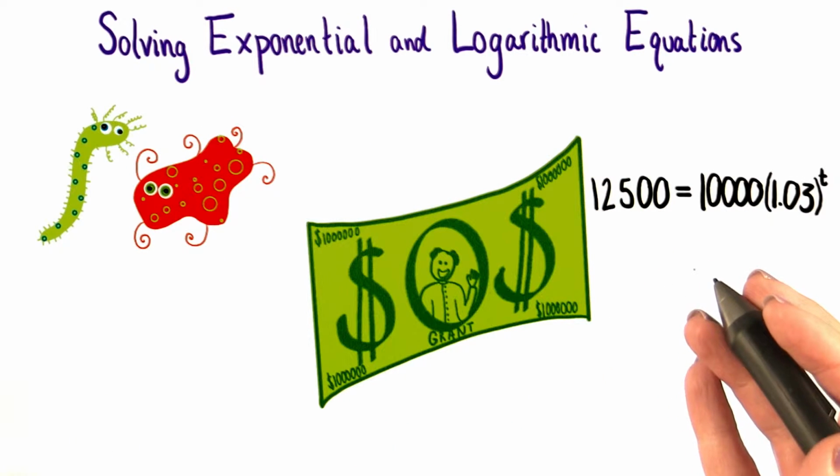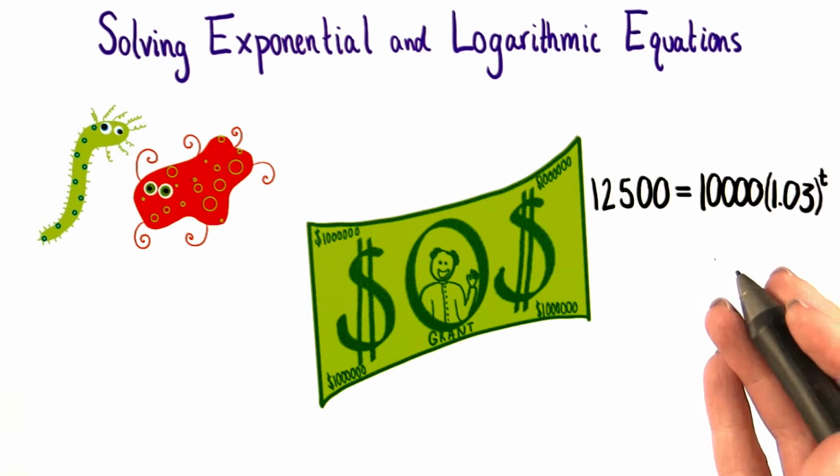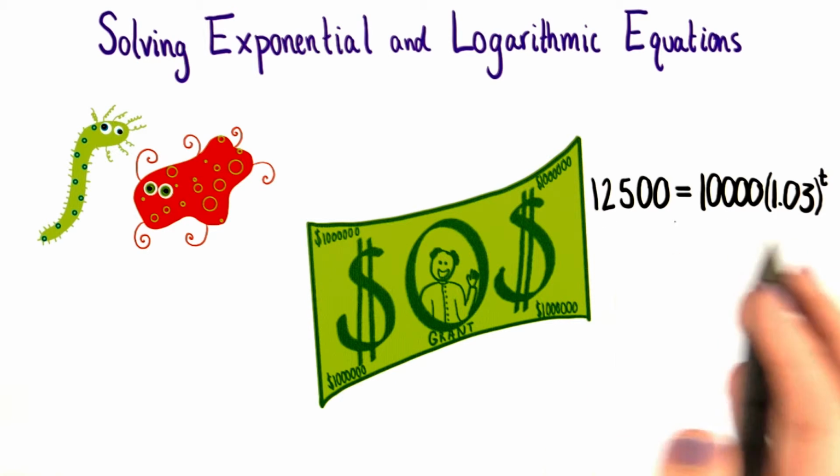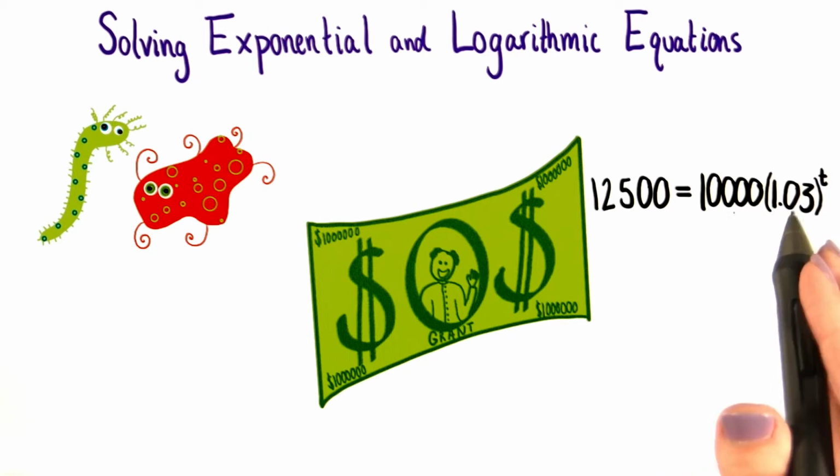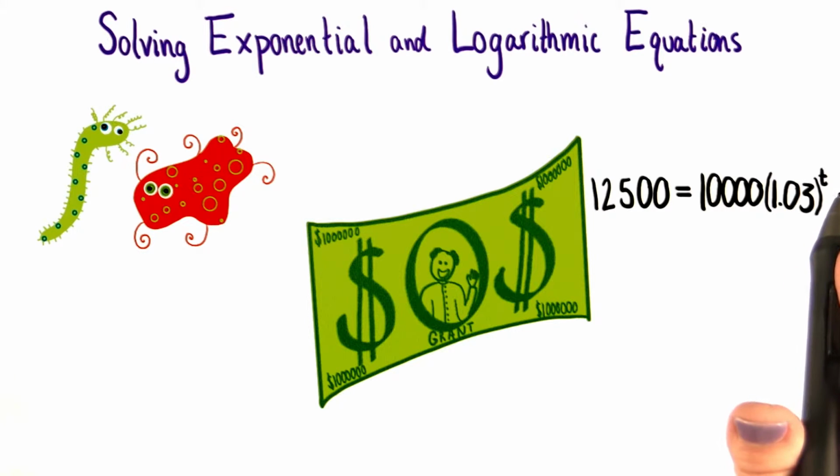Maybe you're earning interest on a certain amount of money that you've put in a savings account. Then we'd have an equation like this. 12,500 equals 10,000 times 1.03 to the t.